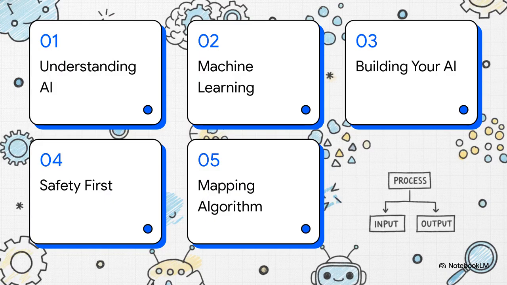We'll kick things off by understanding artificial intelligence, then look at how machine learning actually works. After that, we get to the fun part, building your AI assistant. We'll also cover safety and sensitivity, and finally wrap up by mapping out your project's algorithm. Let's just jump right in.